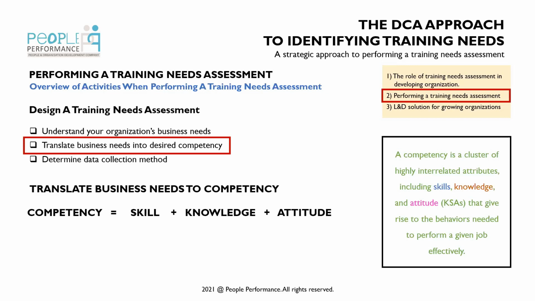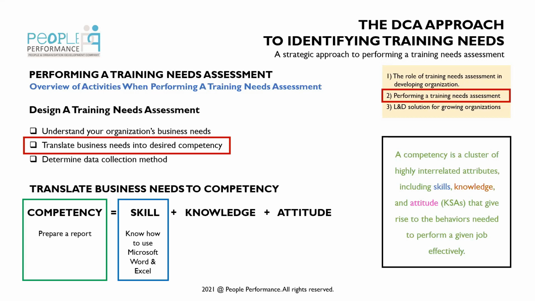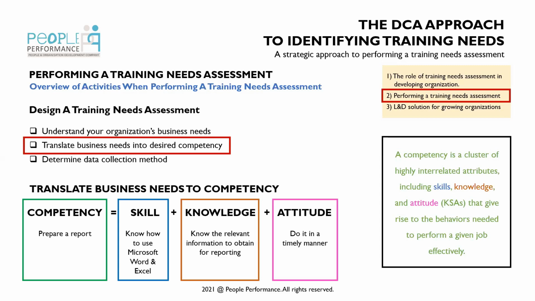We say about translating business need into competency. Once you have the competency, you can break it down, and that's where you look into what training programs you want to run. Let's say the competency is to prepare a report. So I need my executives to know how to prepare a report. Now, what skill do I need? Well, I need to know how to use Excel. I need to know how to use Word. So that is skill. I can use Excel, I can use Word, but it doesn't mean I can create a report. The knowledge part is knowing the relevant information, knowing who to get the information from. Now, these two combined with the attitude, do it in a timely manner, is what constitutes a competency.